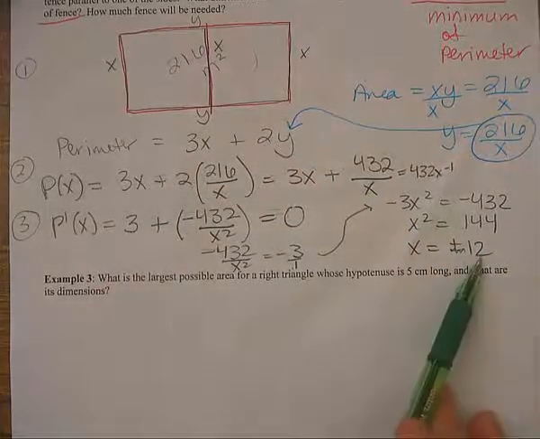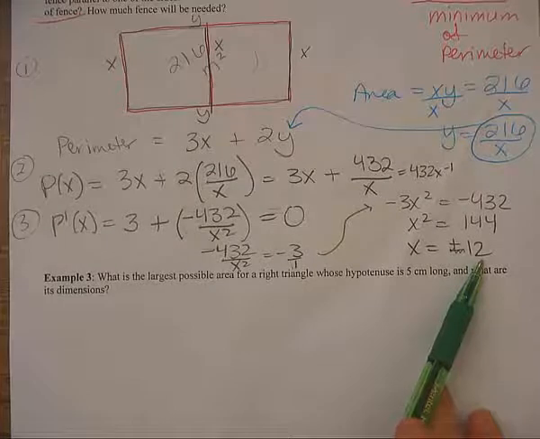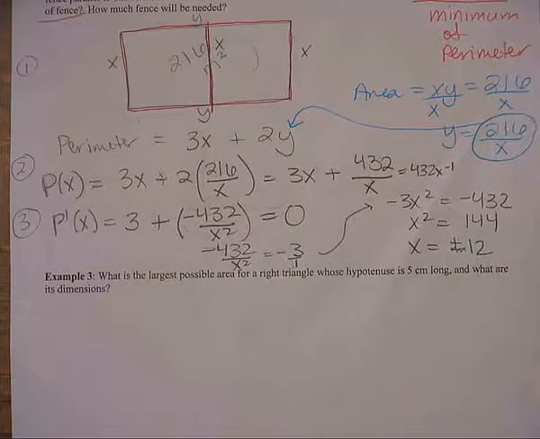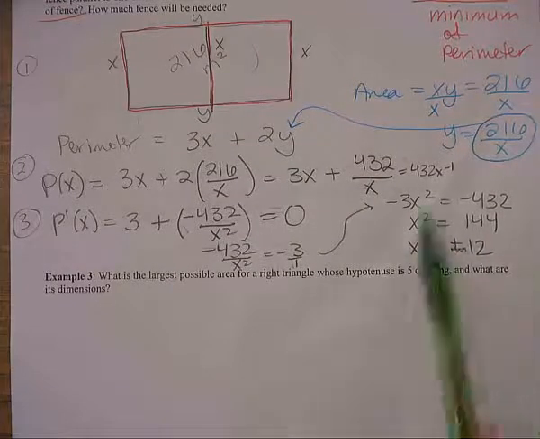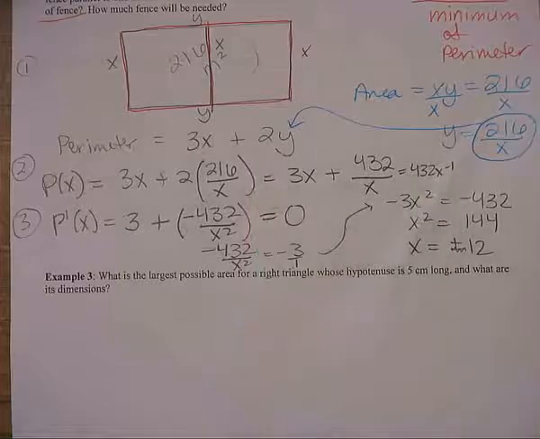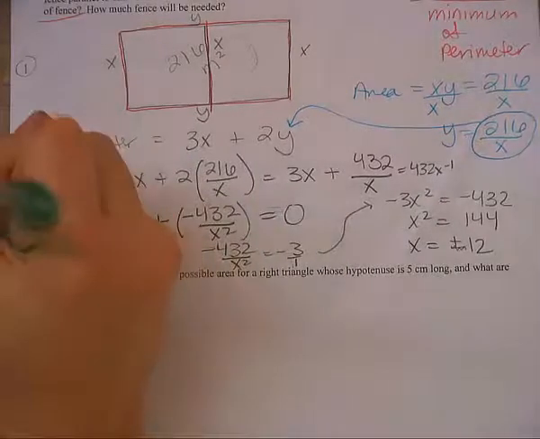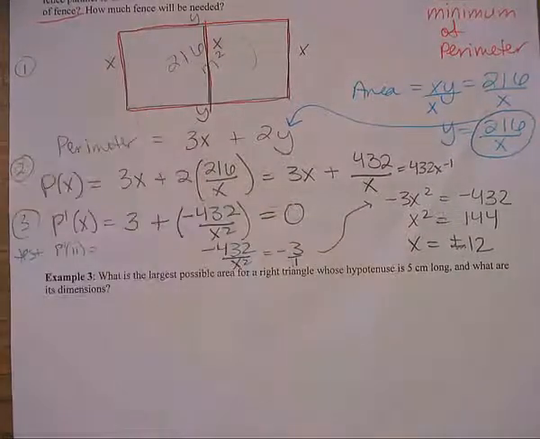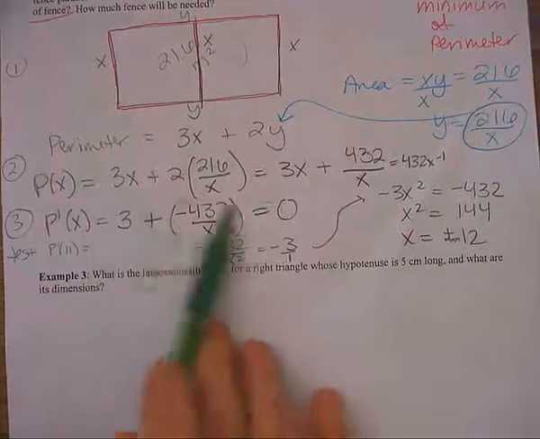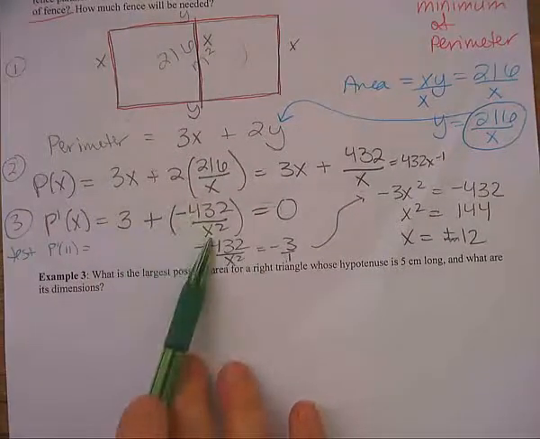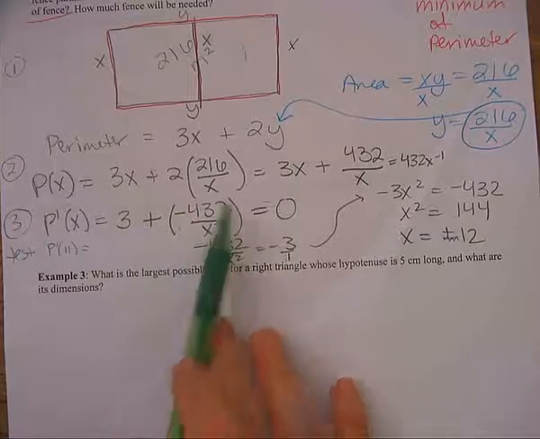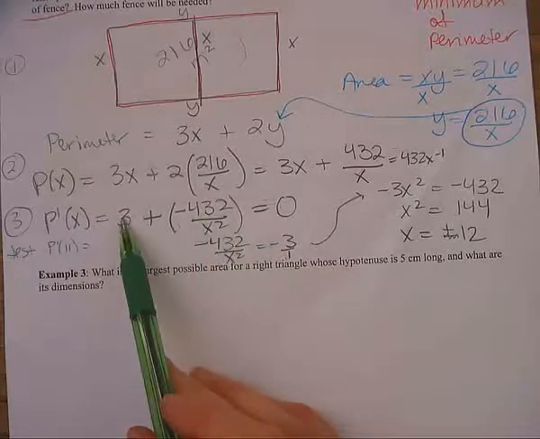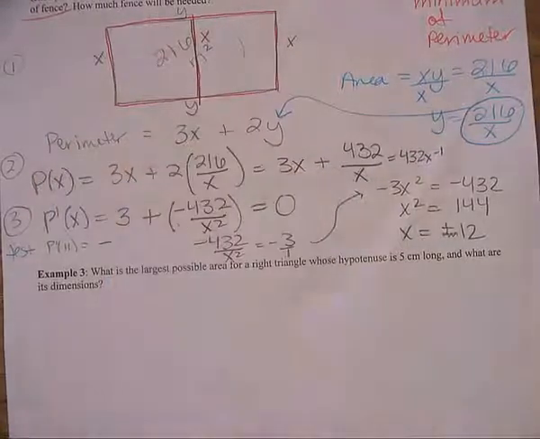Now, I need to see if that would be my max or my min. So I could test something to the left and the right of 12, like 11 and 13, and I'll test that with my derivative. I'll do that maybe over here. So I'm going to figure out what the sign of p prime of 11 would be. That would be 3 plus negative 432 divided by 121. And 432 divided by 121 would be a little bit more than 3, and it would be negative. So then p prime of 11 would be negative.